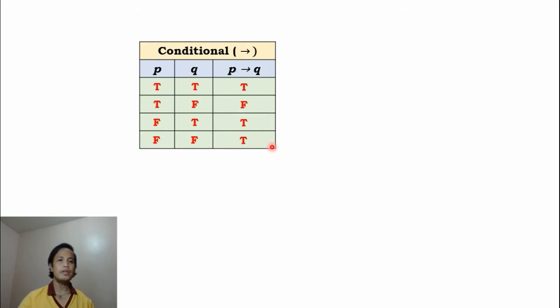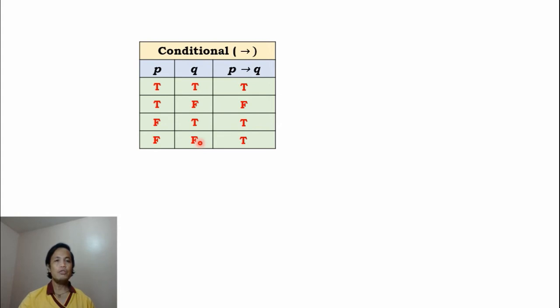Now, as you have observed in this truth table, for a conditional statement, our compound statement can only be false if P is true and Q is false. Other than that, the conditional statement is a true statement.